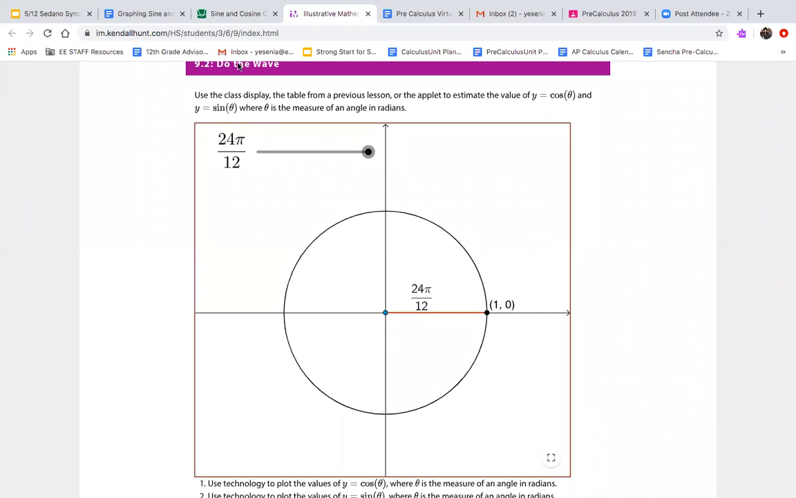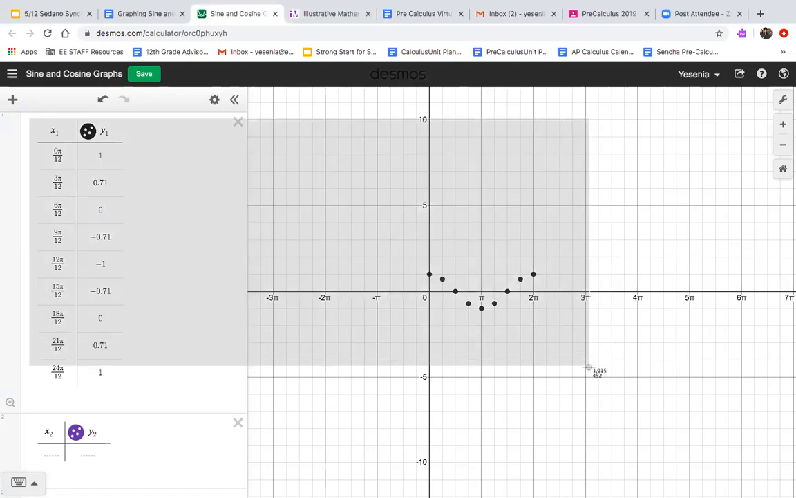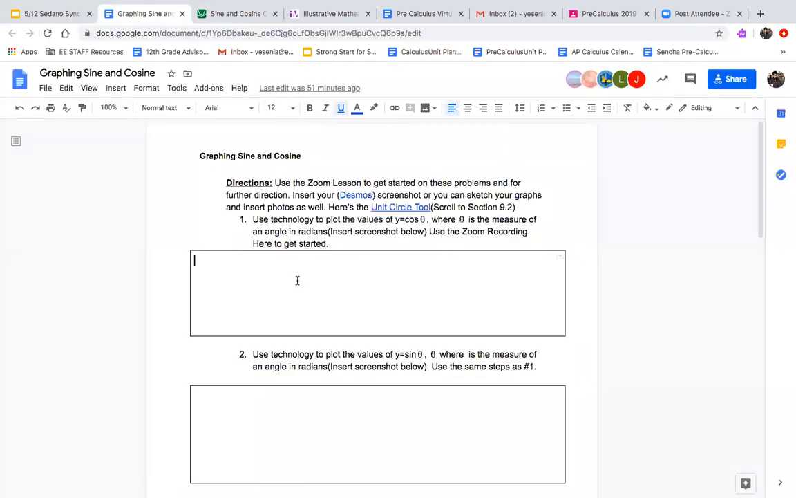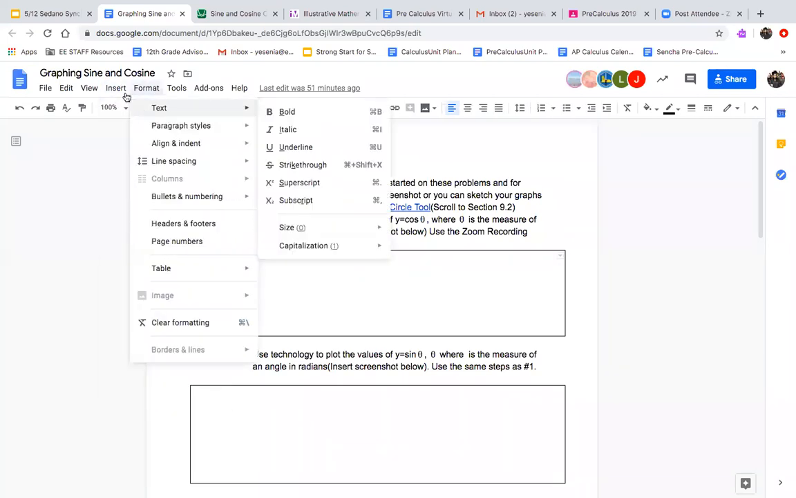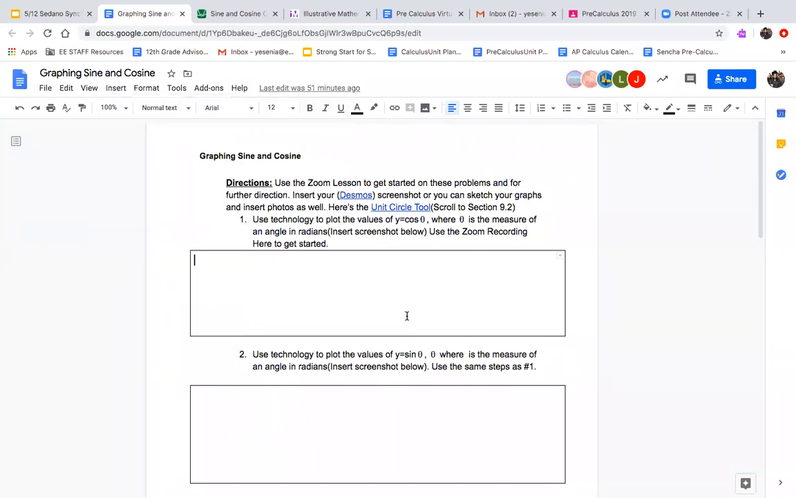So this is cosine. So what you're going to do is take your screenshot, like, okay, Miss Sedana, I completed this. You're going to show me the table and you're going to show me your graph. Take a screenshot, go back to the assignment, and that's what you're going to insert right here. You would go to insert image, and put in that screenshot for me. But first you have to do it on your own, so that you know how to use the tools first. So that's what you're going to put for number 1, graphing cosine.